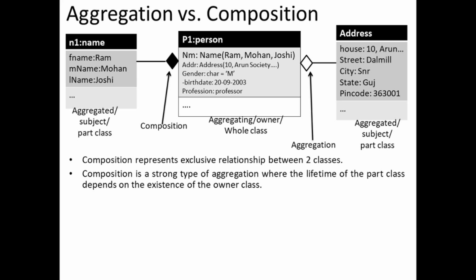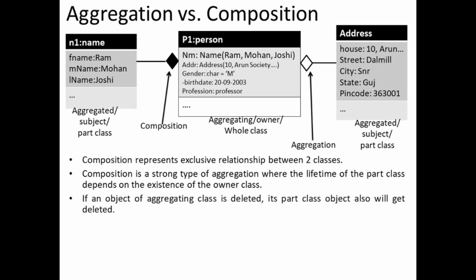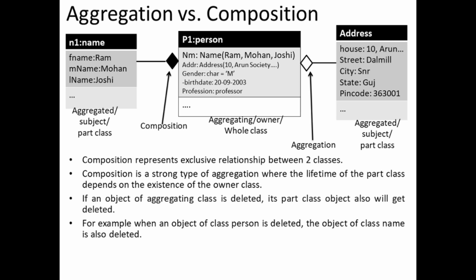Composition is a strong type of aggregation. Remember this word, where the lifetime of the part class depends on the existence of the owner class. So if an object of aggregating class is deleted, its part class object also will get deleted. For example, when an object of class person is deleted, say suppose P1, the object of class name is also deleted, say suppose N1.